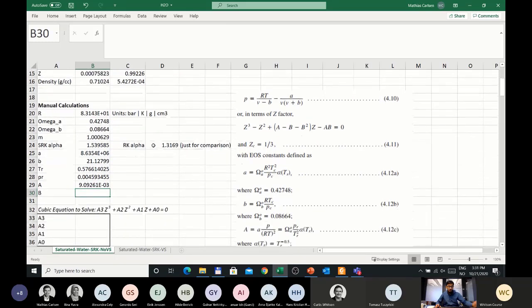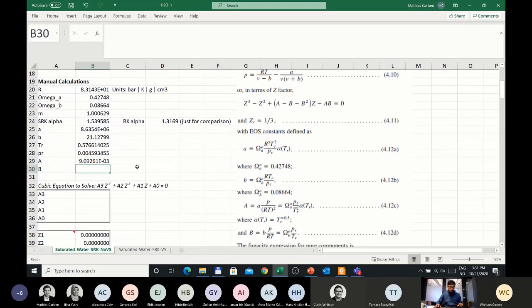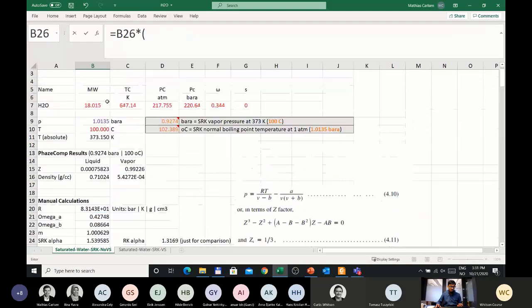And then we have B, which is B times pressure over R times T.